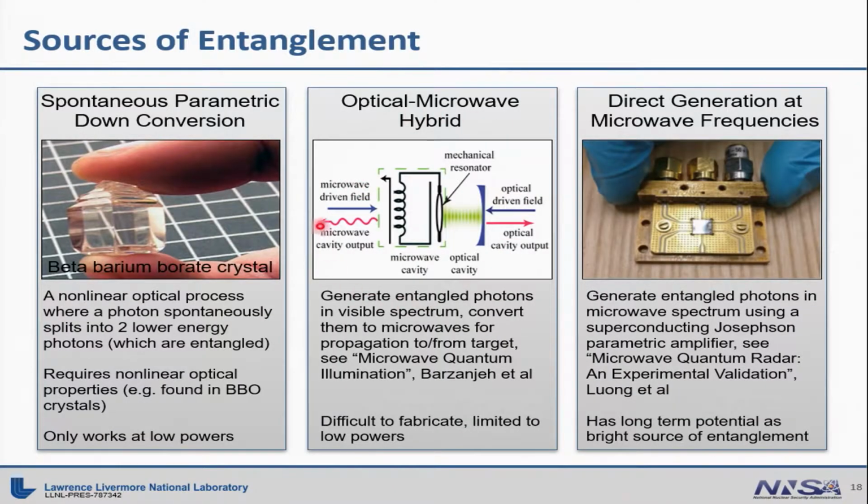I wouldn't say it's ready to use for any sort of quantum radar, but nevertheless, there is at least a feasible path forward for building these sorts of sources of entangled light at microwave frequencies. And in the past, there was a concept to build a hybrid device where you would generate entangled photons in the optical regime and then convert them into microwaves using an optical-microwave hybrid like shown in this paper. So that was fairly compelling at the time.